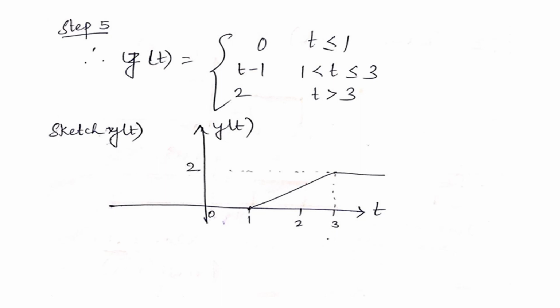So it says that for all values of t less than or equal to 1, it is 0. So we have not drawn anything here. And between 1 to 3, it is t minus 1. t minus 1 is nothing but a ramp which is delayed by 1 unit. So we have delayed it between 1 to 3. And for all values of t greater than or equal to 3, it is of a constant value which is 2. So here goes our y of t, which we have sketched when we convolve an infinite duration signal with a finite duration signal which happens to be a rectangular pulse.